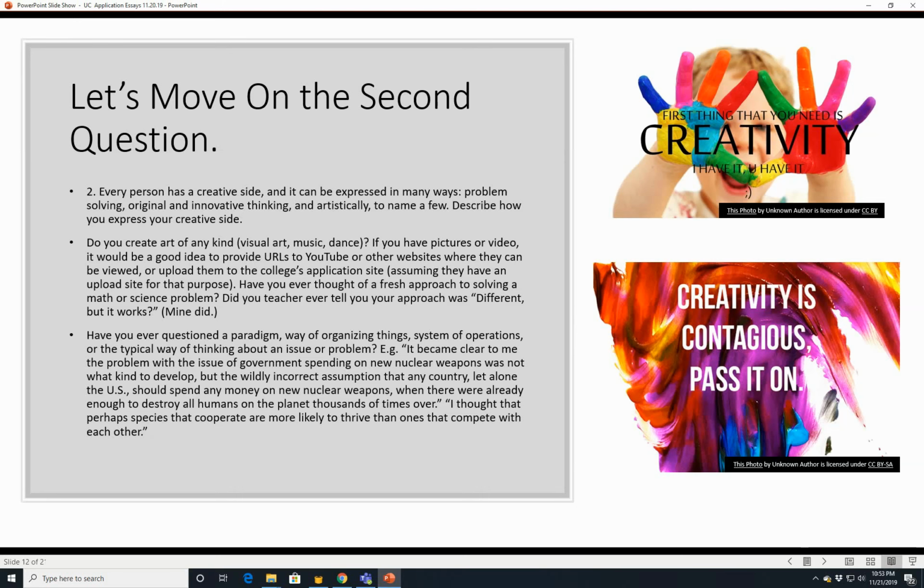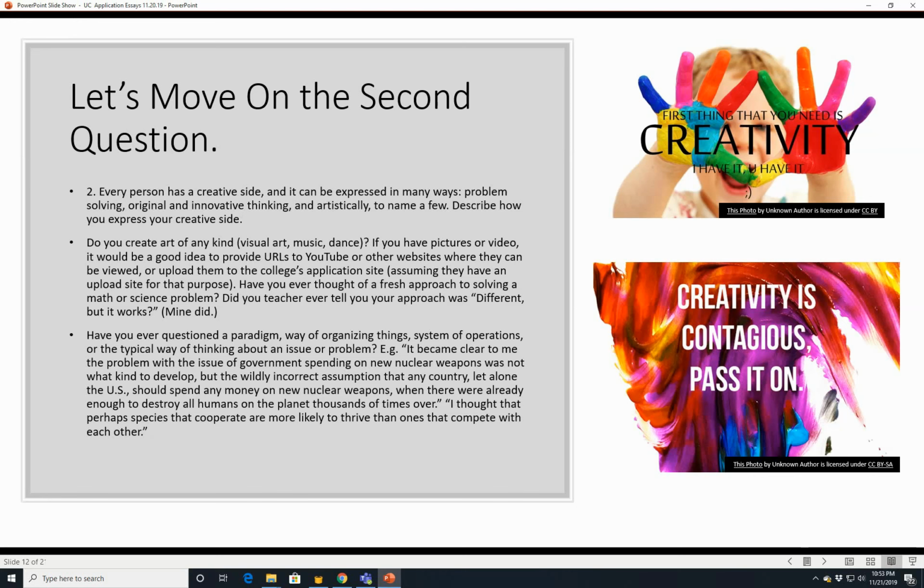Do you create any kind of art, visual art, music, dance? If you have pictures or video, it'd be a good idea to provide URLs to YouTube or other websites, or maybe even a QR code if you can get that in there, to websites where they can be viewed, or upload them to the college's application site, assuming they have an upload site for that purpose. Doesn't hurt to ask. It's worth making a phone call or sending an email.